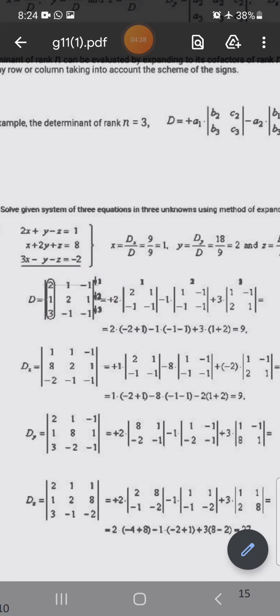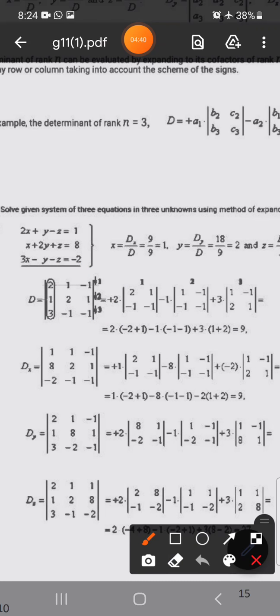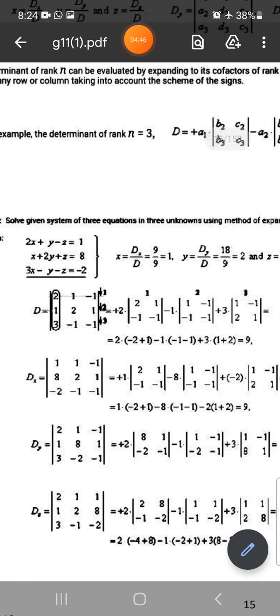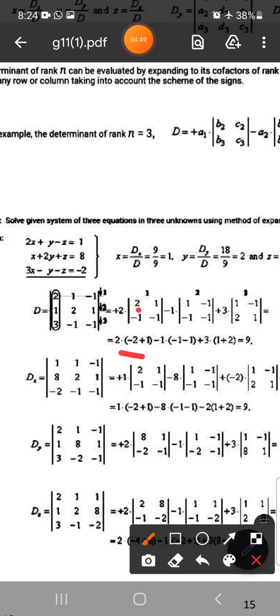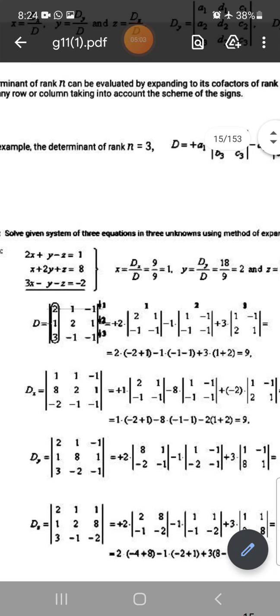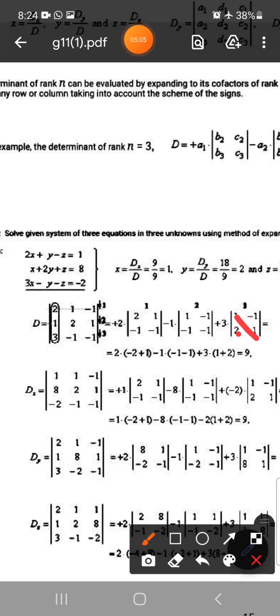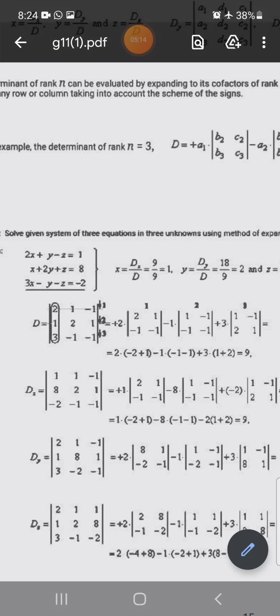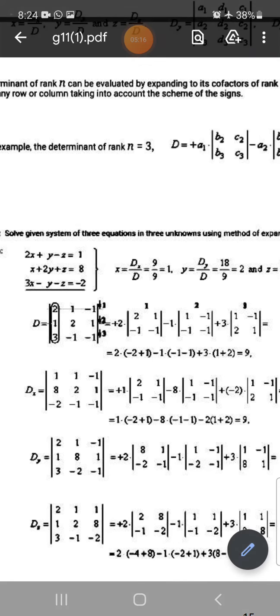Is that hard? Okay, then what should we do? You will get the determinant here, cross multiplication. 2 times negative 1 will be negative 2, and negative 1 times 1 is negative 1, and put the opposite to be positive 1, and so on. 1 times negative 1 is negative 1, and negative 1 times negative 1 is positive 1, and put the opposite, negative 1. Then 1 times 1 will be 1, and 2 times negative 1 is negative 2, and put the opposite, positive 2, and get this operation to get 9. Is that hard? And so on for dx, dy and dz.